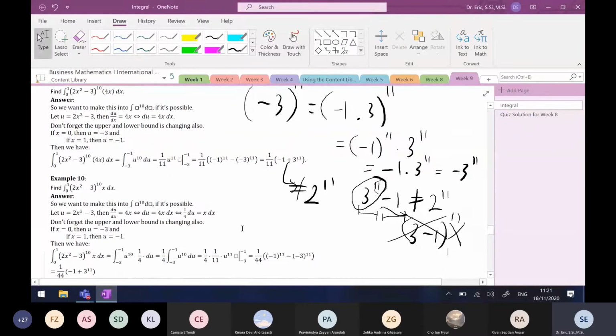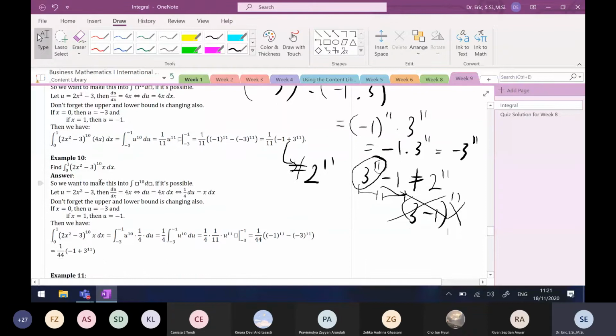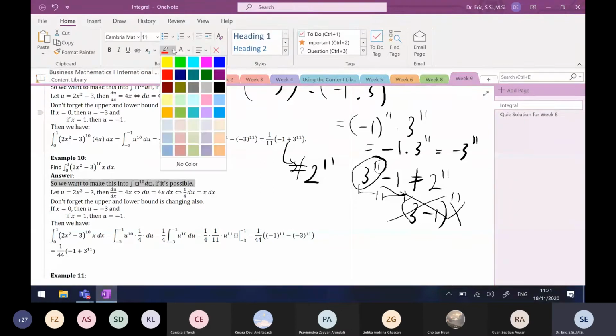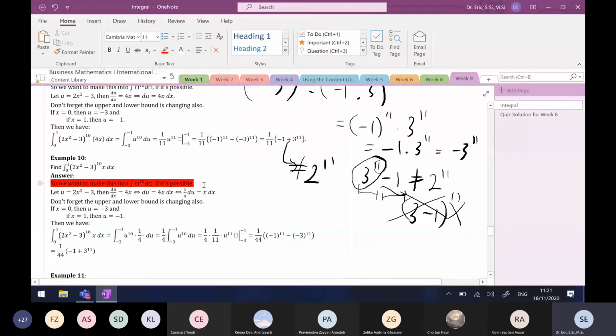What about this one? 2x squared minus 3 to the power of 10, but times x dx. Can we do this? Let's see. We want to make this into a box to the power of 10, d box, if this is possible. When you do this for an exam, you can leave out my comment here. You start from this: let u equals x squared minus 3.